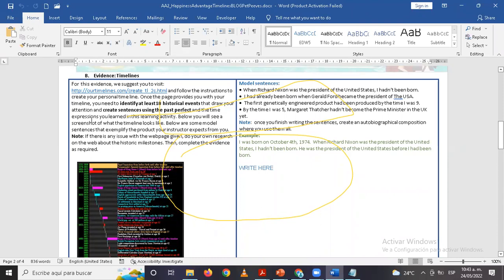Below you will see a screenshot of what the timeline looks like. Below are some model sentences that exemplify the product your instructor expects from you. Note, if there is any issue with the web page given, do your own research on the web about the historic milestones. Then complete the evidence as required.